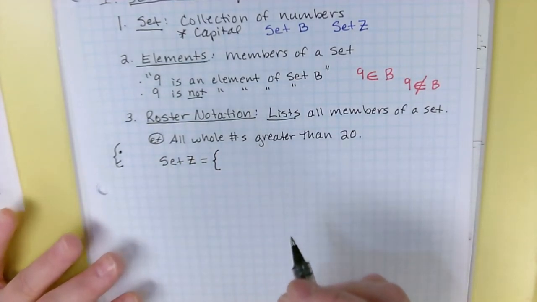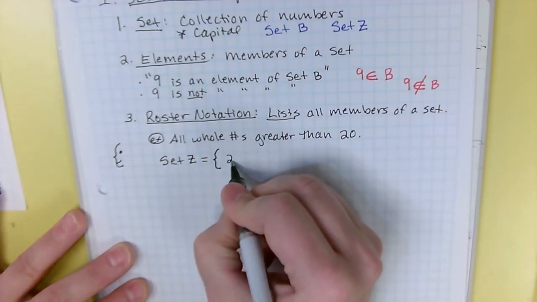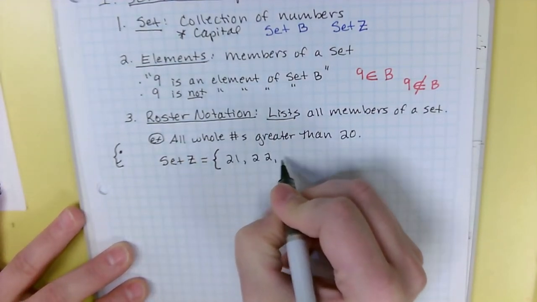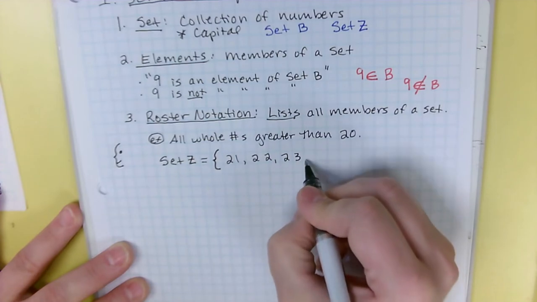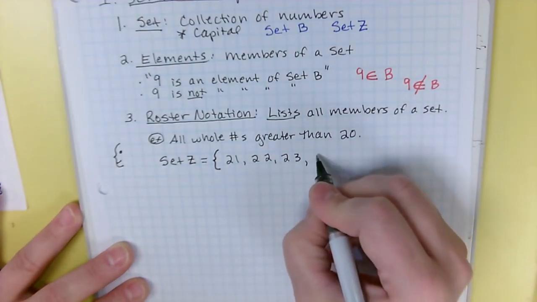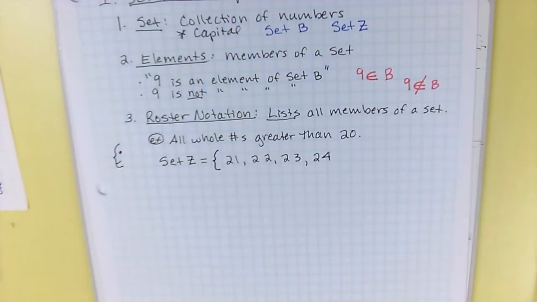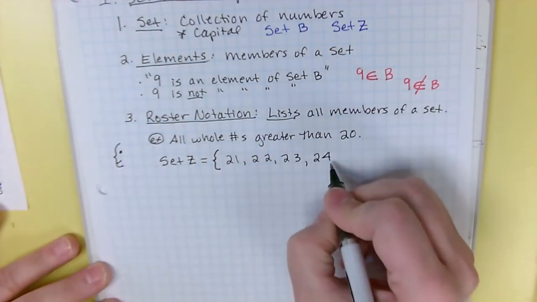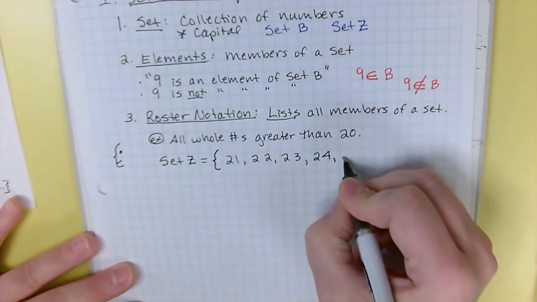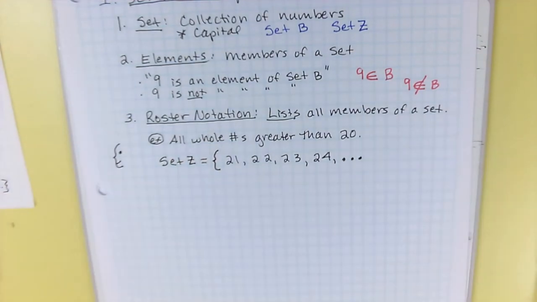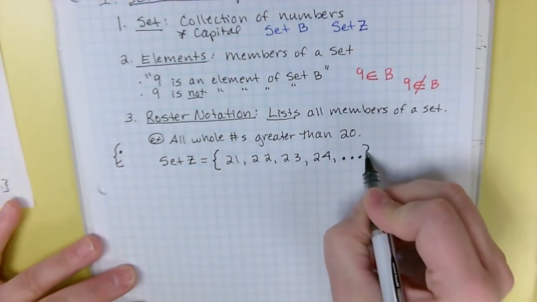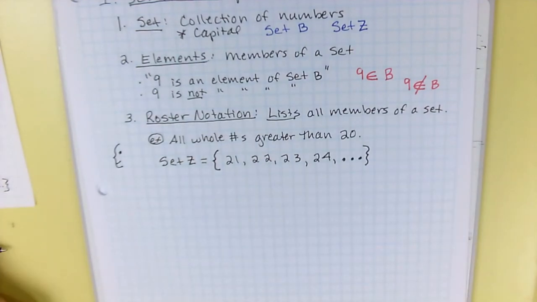And then these are all the whole numbers greater than 20. So greater than 20 means not actually equal to 20. So 21, 22, 23. Now this set keeps going. So if a set keeps going, give enough elements that you can tell what the pattern is. And then you finish with a comma, a dot, dot, dot after the comma, and then another brace, but going the opposite direction.